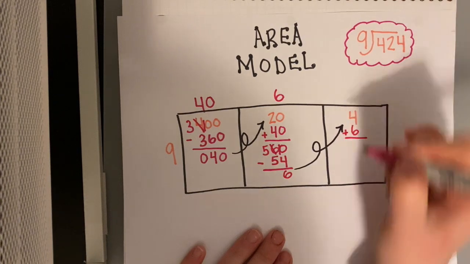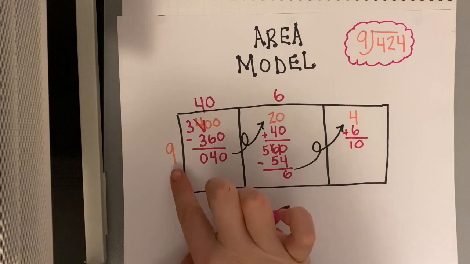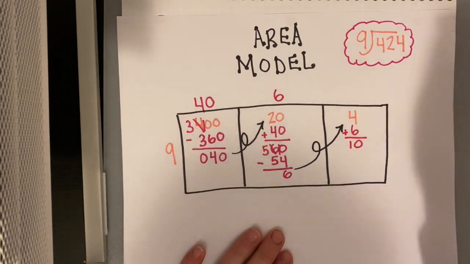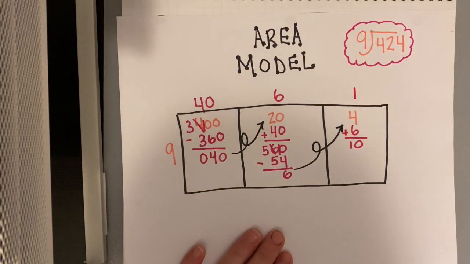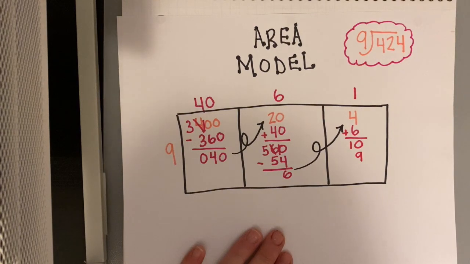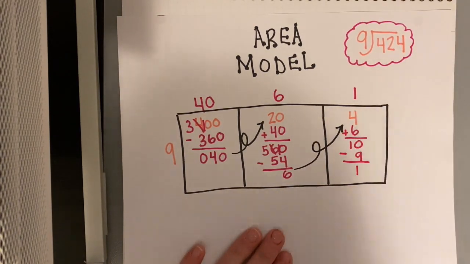Add those two together. So that equals 10. So how many times now can 9 go into 10 evenly? Only once. So I'm going to put my 1 up here. 9 times 1 is 9. Do my minus, which is 1.